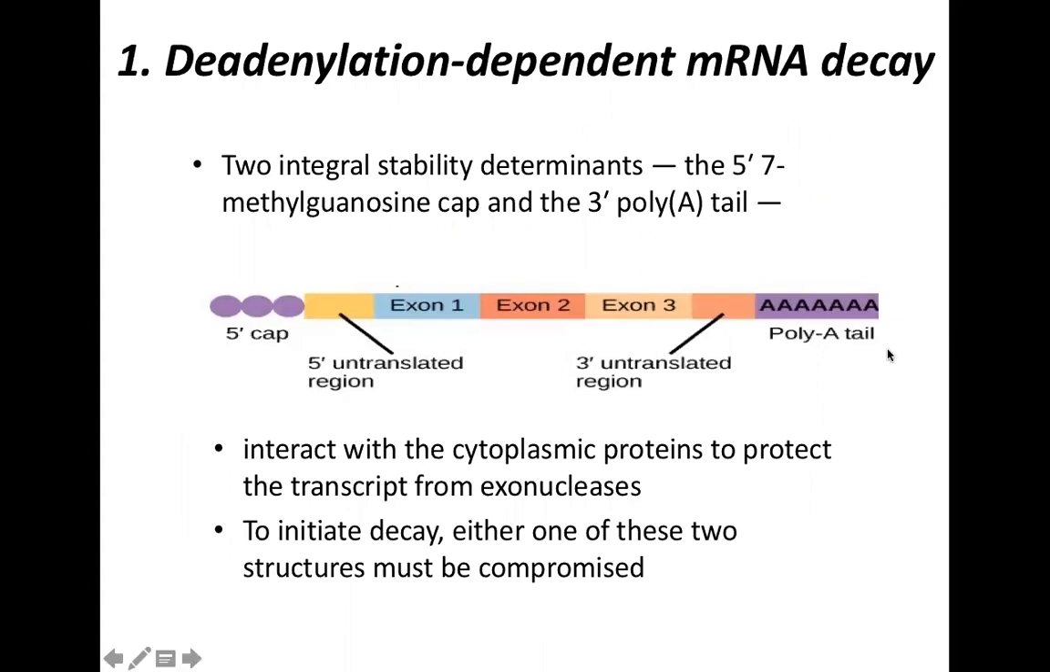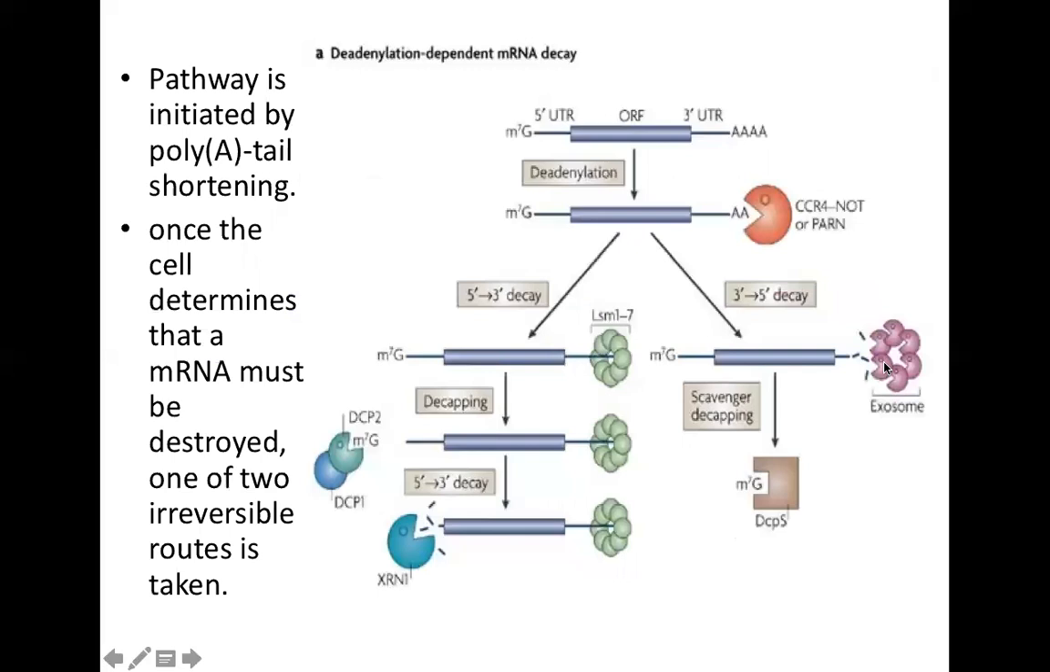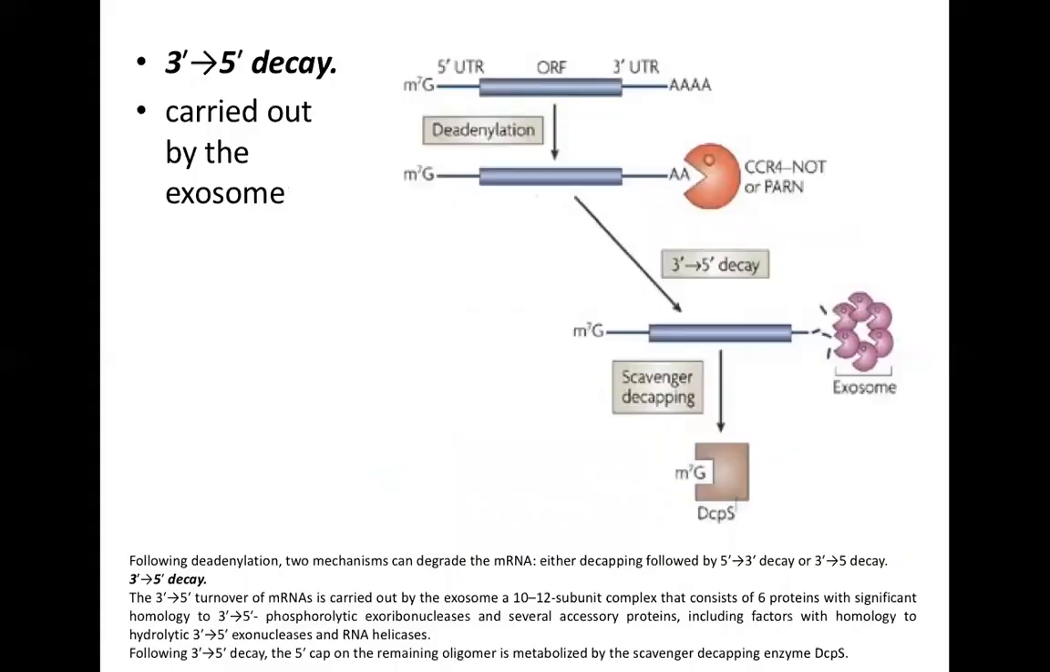We studied that in this case, the mRNA is protected at both the ends. And so whether we proceed in 3' to 5' or 5' to 3' direction, we first need to remove the poly-A tail. Then we talked about the two pathways, 3' to 5' and 5' to 3'. In 3' to 5', after removal of the tail, we need an exosome complex which destroys the mRNA molecule, and the cap is destroyed by DCPS at the end.